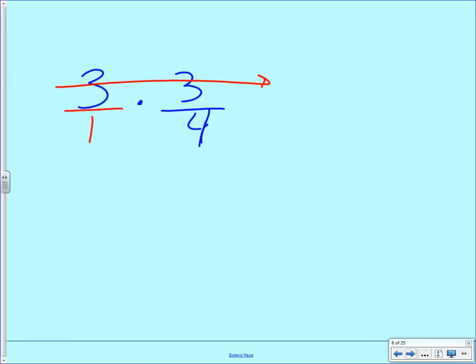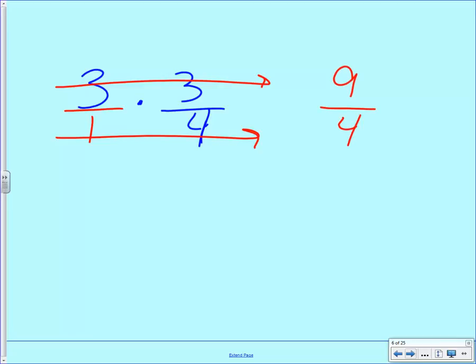Okay. We're going to do a little multiplication. We are going to multiply 3 times 3/4. We know that this 3 is an understood 3 over 1 as a fraction. This is multiplication, so I'm going to simplify in the diagonals where I can and then multiply straight across the top and straight across the bottom. And so I end up with 9/4.